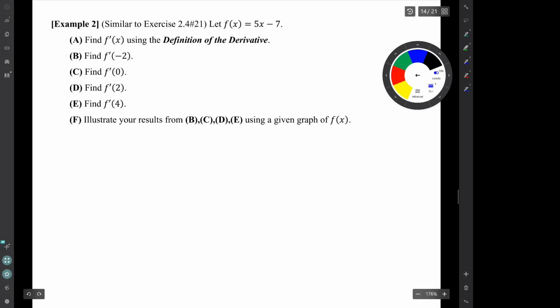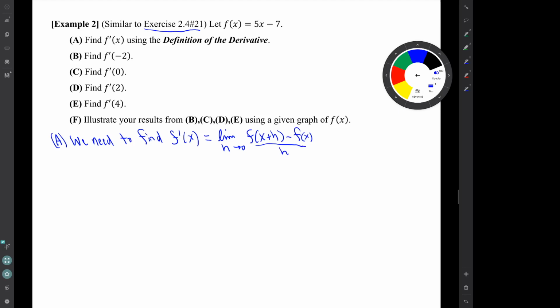Example 2 is similar to another one of your homework exercises. In this example, f of x is this function, which is a polynomial function as well. So we have the same exact questions. So here we go. So the same thing we did in the previous problem. Start by saying what we need to do. Then we need to get the parts.